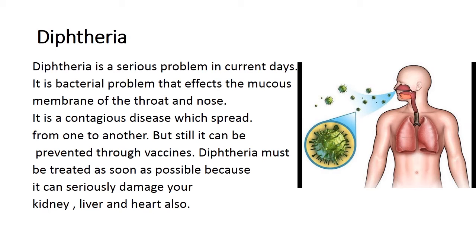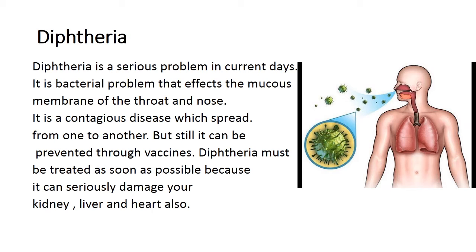What is mucous membrane? It is a membrane which is a part of our respiratory system, and it produces mucus. Mucus is a substance that traps the harmful microorganisms or harmful particles which enter inside our respiratory system. It's a bacterial problem that affects the mucous membrane of the throat and nose. It is a contagious disease. It means it can spread from one person to another person, but still it can be prevented through vaccines.